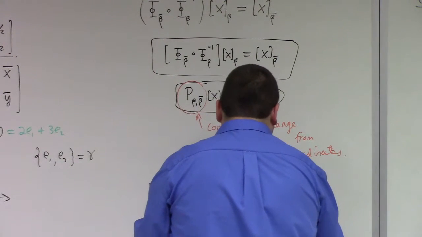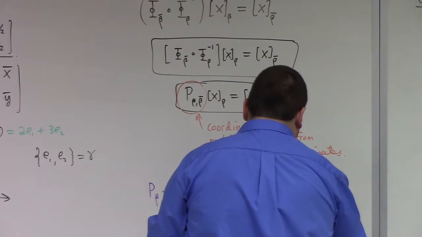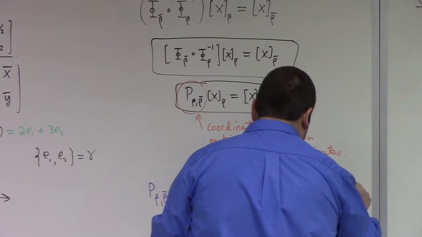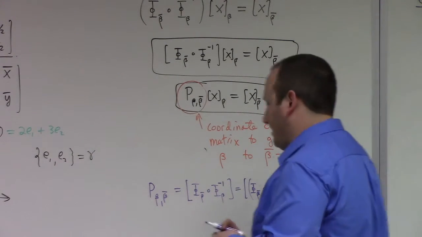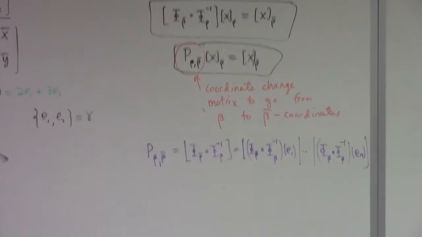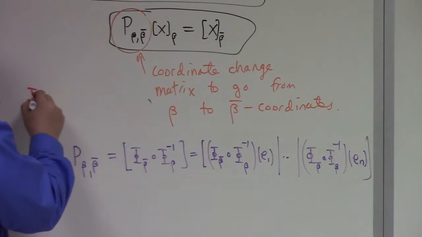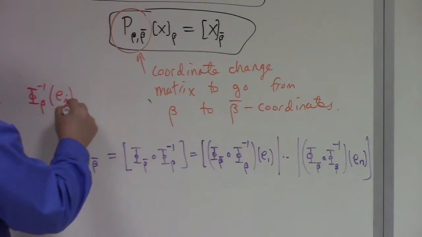We feed it what? The first column we get from feeding it E1. And then the nth column we get from feeding it what? En, right? What is phi beta inverse of Ej though?